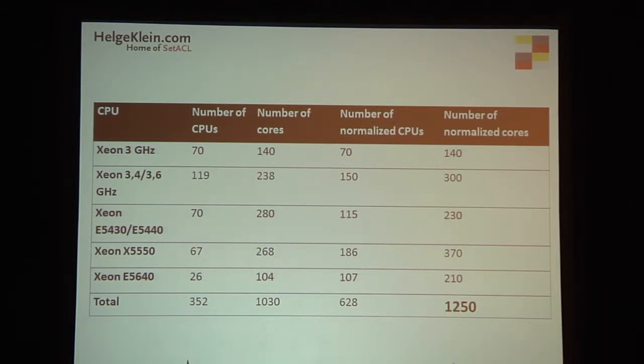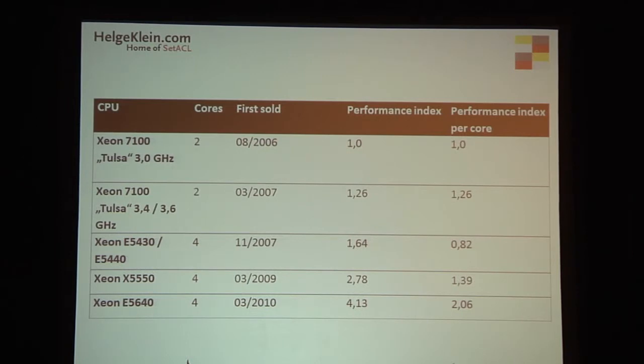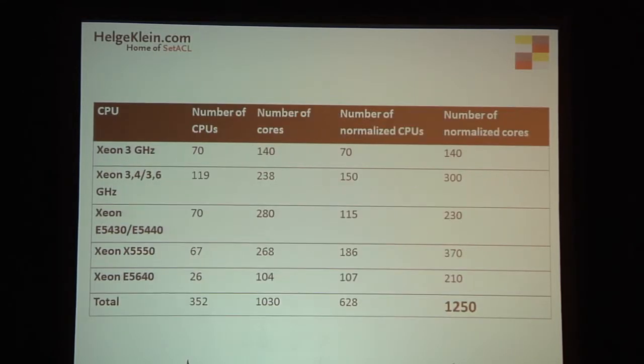So I add up these, and I've got 1,250 normalized cores in my farm. Meaning, if all the servers in my farm only had this CPU, I would have 1,250 of it.